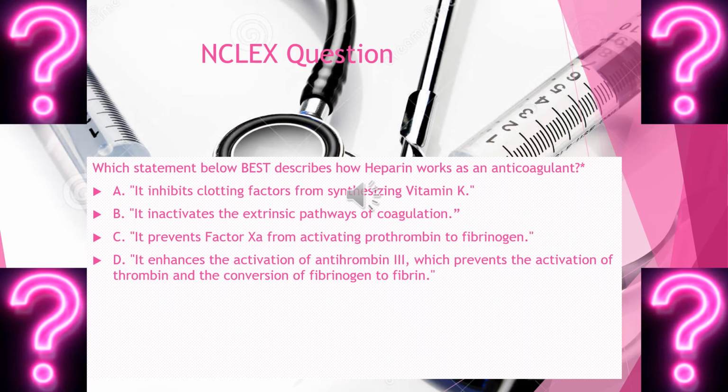The question asks, which statements below best describe how heparin works as an anticoagulant? A. It inhibits clotting factor from synthesizing vitamin K. B. It inactivates the extrinsic pathways of coagulation. C. It prevents factor 10A from activating prothrombin to fibrogen. D. It enhances the activation of antithrombin 3, which prevents the activation of thrombin and the conversion of fibrogens to fibrin. Please take your time to answer this question. It's okay if you guess, but I just want to know how much, based on my presentation, you know about heparin.